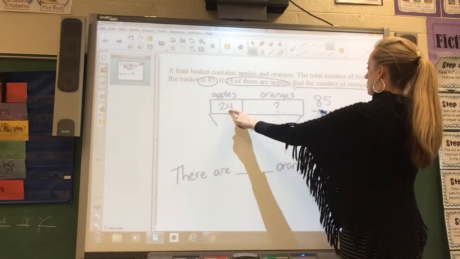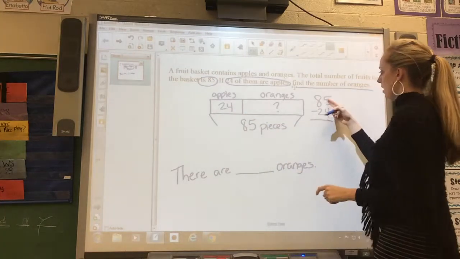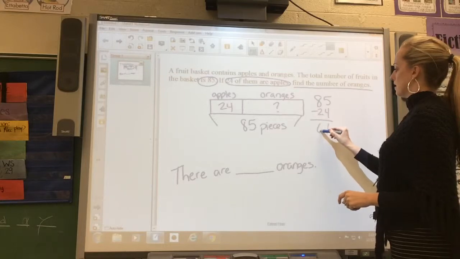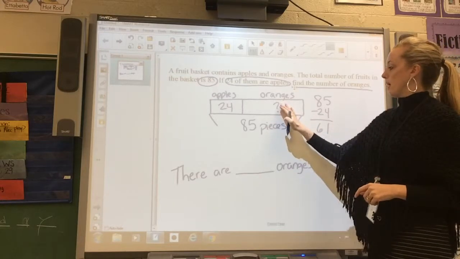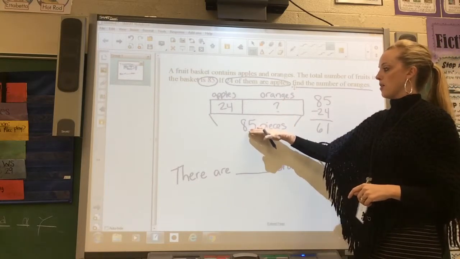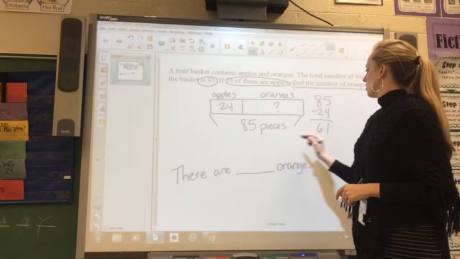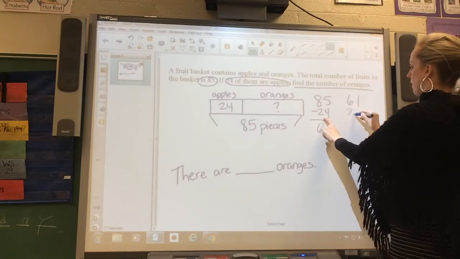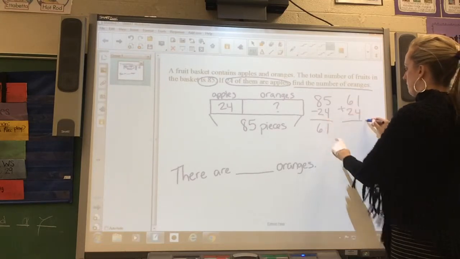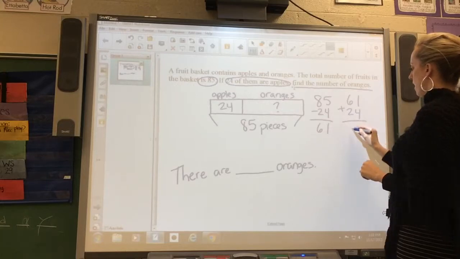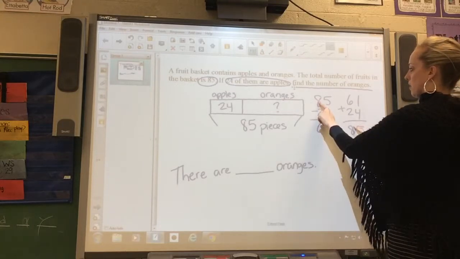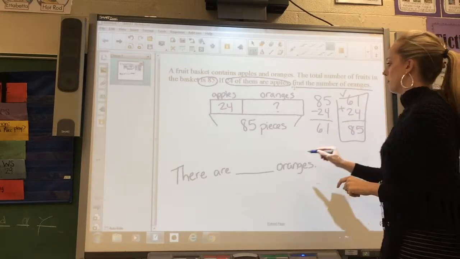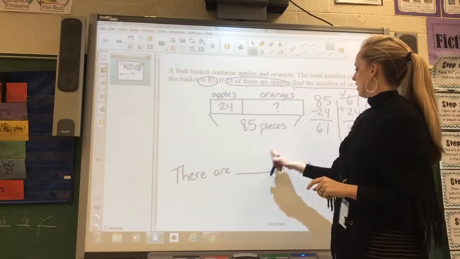So let's do the math. 85 minus 24. 5 minus 4 is 1. 8 tens minus 2 tens is 6 tens. 61 would make sense. It's not bigger than 85. So let's check with addition. 61 plus 24. That's 5, 8. 85 is the number I started with. So that math is correct. My number makes sense. So my answer is 61.